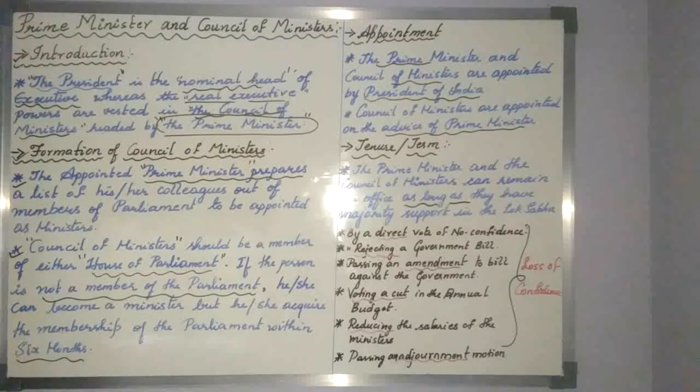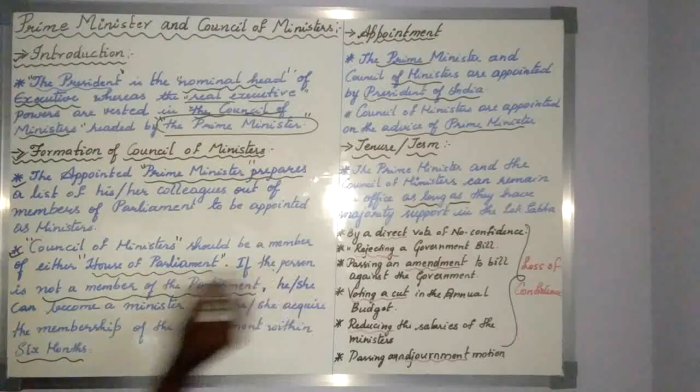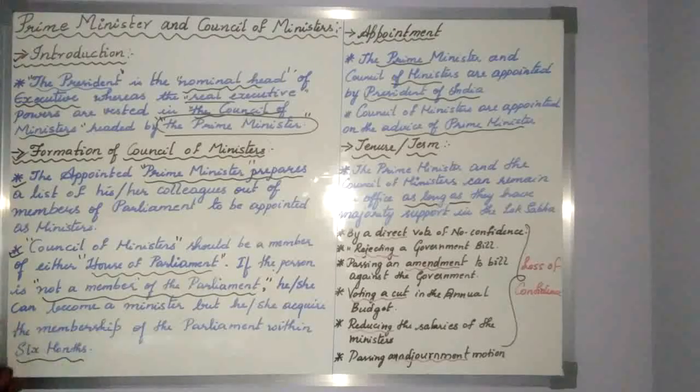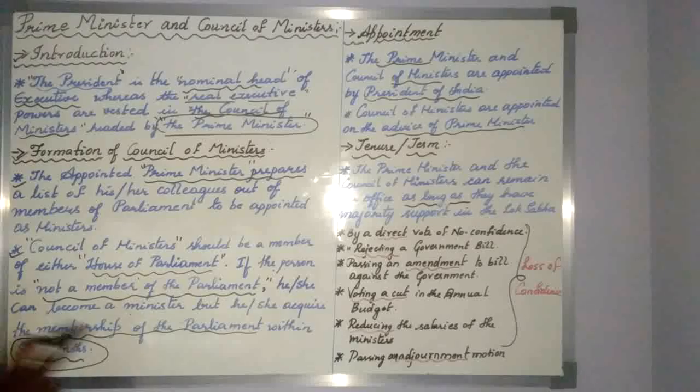Suppose they are newly contesting the election and have become new members, but they are not a member of any house. During such a situation, if the person is not a member of Parliament, he or she can become a minister, but the condition is that after becoming a minister, he or she must acquire membership in Parliament. Within 6 months, he or she will be given time to take membership in either house. If they fail to take the membership within 6 months, then they have to give up the particular post.